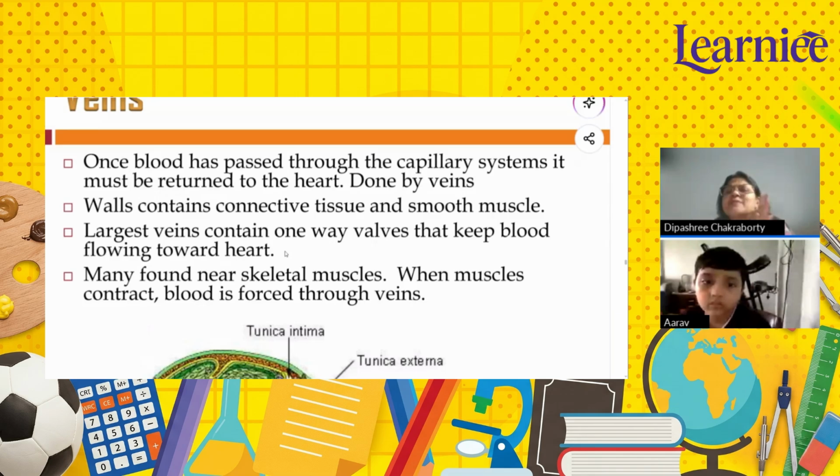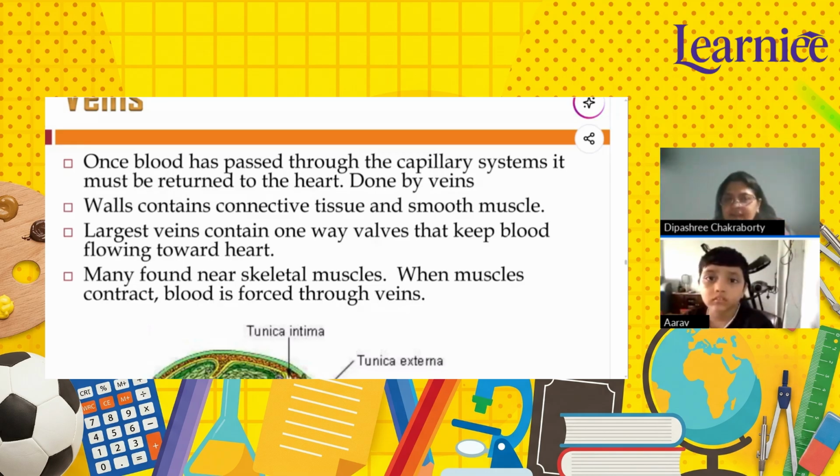Now, one question may come to your mind: the blood is coming from the heart to the tissue and back to the heart. Why does it reach the heart only, not here and there? Because there is a valve, a one-direction valve. God has made it like that. It will not go here and there. One way direction only. So largest veins contain one-way valves. The valve is responsible for transportation, to keep the blood flowing towards the heart, not here and there.